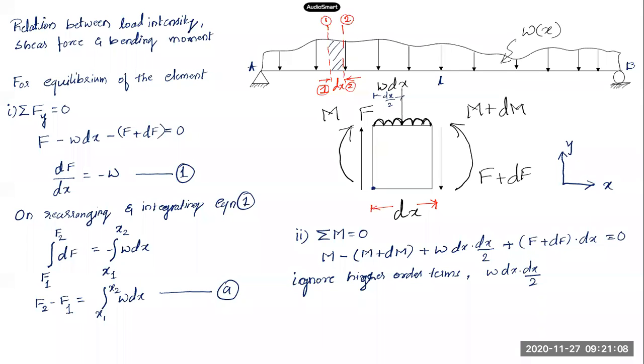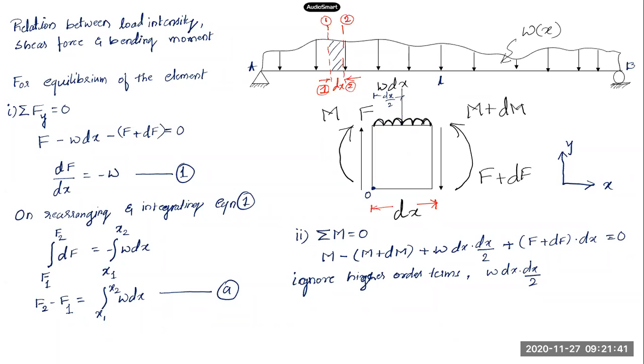So what are the moments? One is the clockwise moment on the left side of the section, M. Another moment is M plus dM, which is in the anti-clockwise direction, minus M plus dM. Due to the UDL, or this load which is applied on the element, the moment will be w into dx into dx by 2. So this will have a clockwise moment about this point. Let us call this point O. So about this O, the moment due to this load which is present on the element will be clockwise.